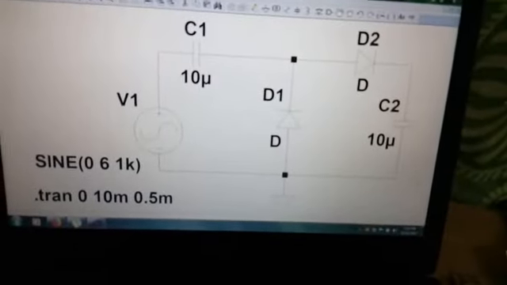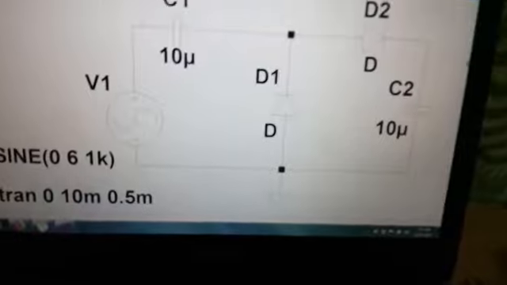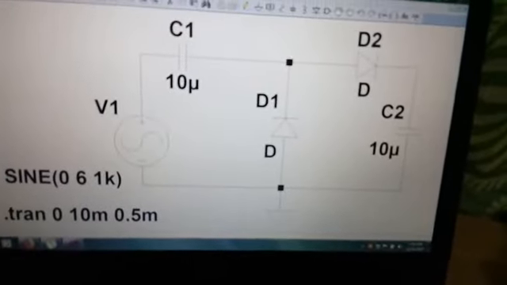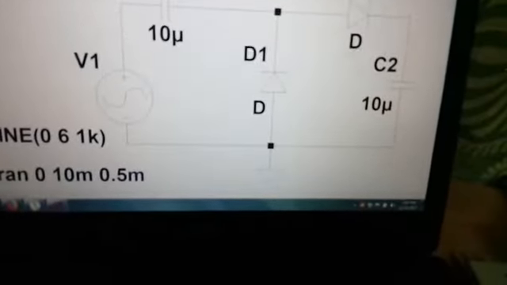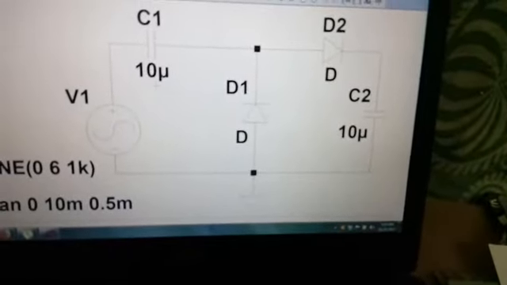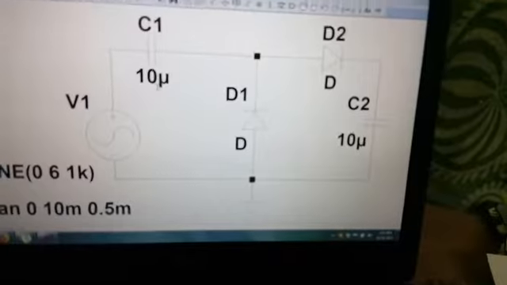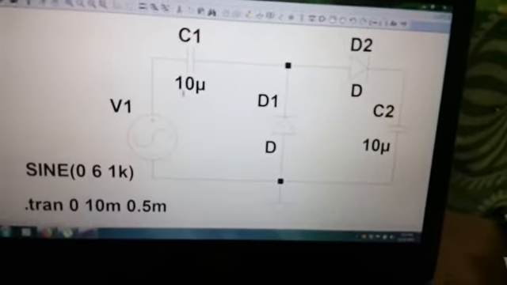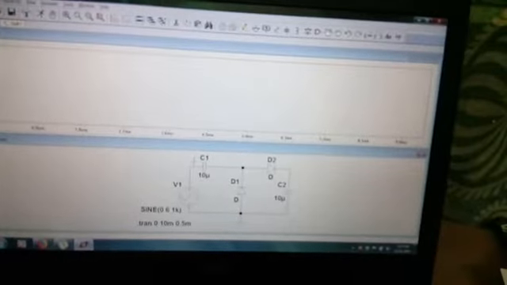So this is the voltage doubler circuit, right? Diode D1, D2, capacitor C1 and C2, I have taken both equal, 10 microfarad, 10 microfarad, right?